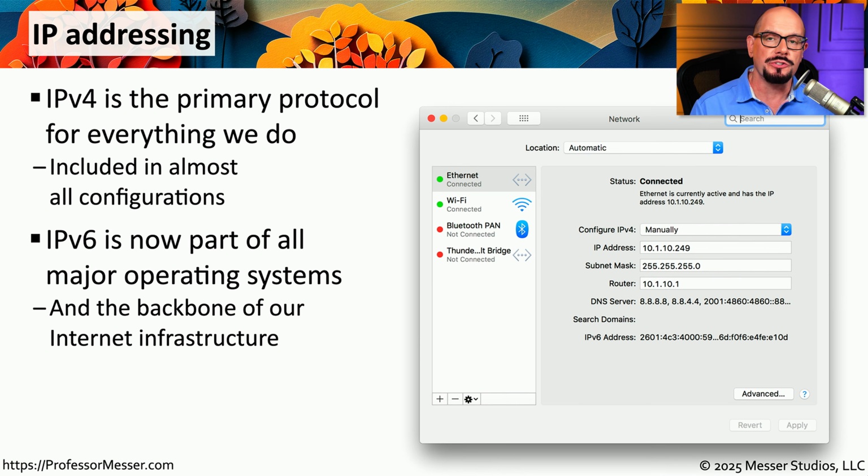Not only do we need to understand IP version 4, we need to understand the most recent version of IP, which is IP version 6. There are some similarities in operation between these two different IP versions, but there are significant differences on how they look and how you configure them on a system.